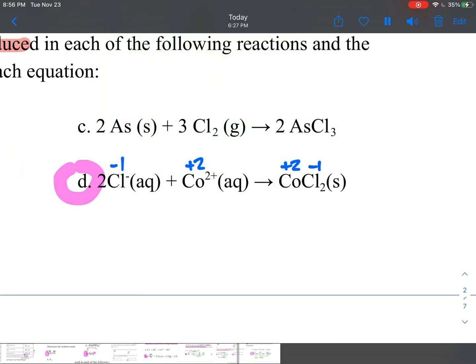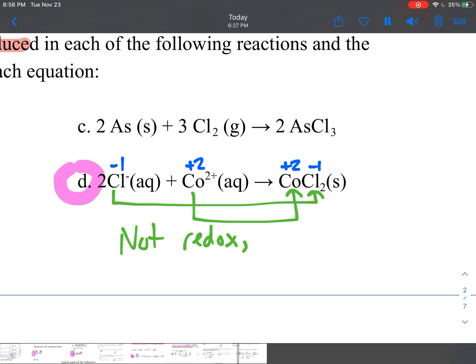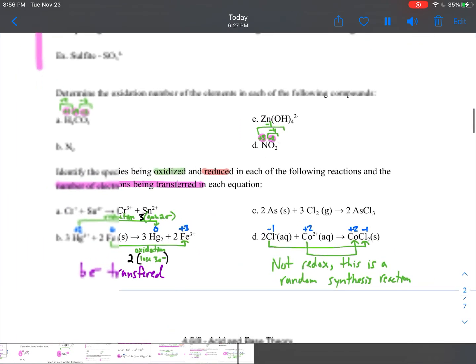Oh, interesting. Chloride goes from -1 to -1. Cobalt goes from +2 to +2. This is not redox because there is no transfer of electrons. It's a good reminder that not all reactions involve a transfer of electrons. Actually, most don't. This is just a synthesis reaction. Not a redox reaction. Okay, great.